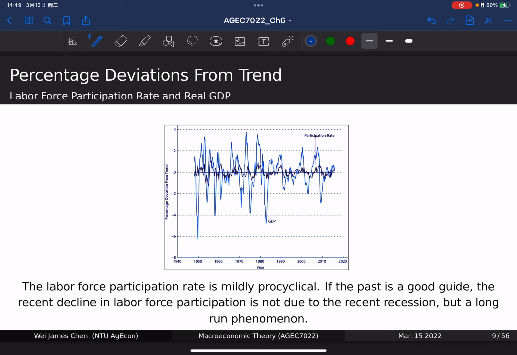Also, the recession in this textbook is not the COVID-19 recession. It's about the previous one. So when the book is talking about it, the recession has mostly recovered. If it were due to the recession, then the labor force participation rate should have come back already. But it didn't come back. That's the main argument. So it suggests it is more of a long-run phenomenon.